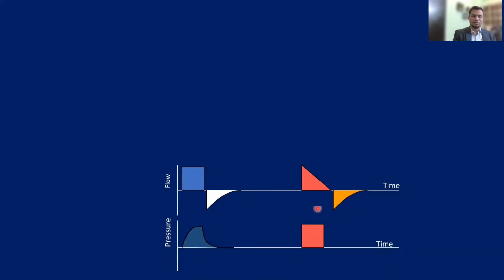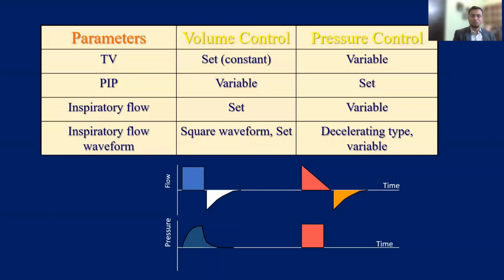So it is a pressure control. This is also pressure control. Here the flow is constant. Okay, so that is your volume control. So this is the way you will be able to identify. So here is a table which enumerates the basic differences between the volume control and pressure control modes.